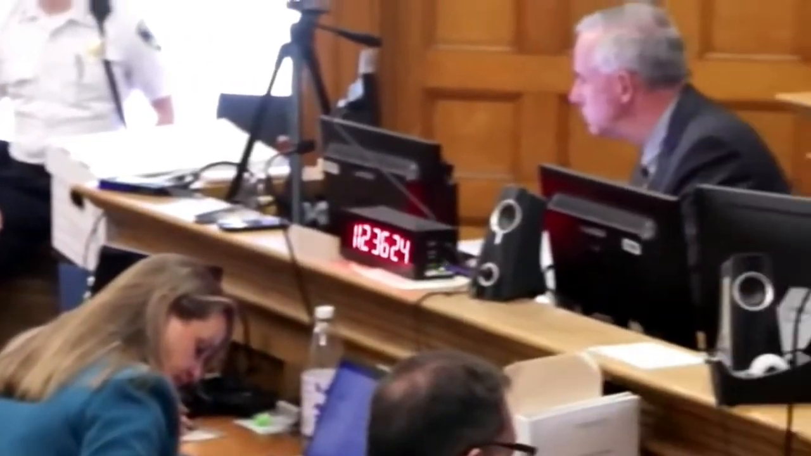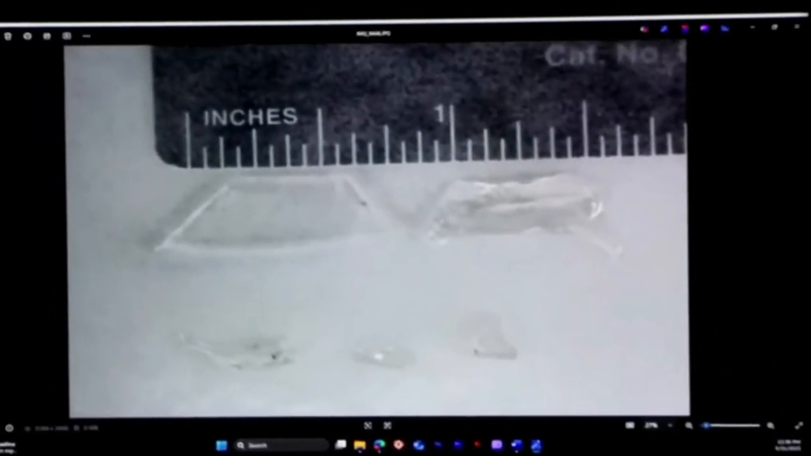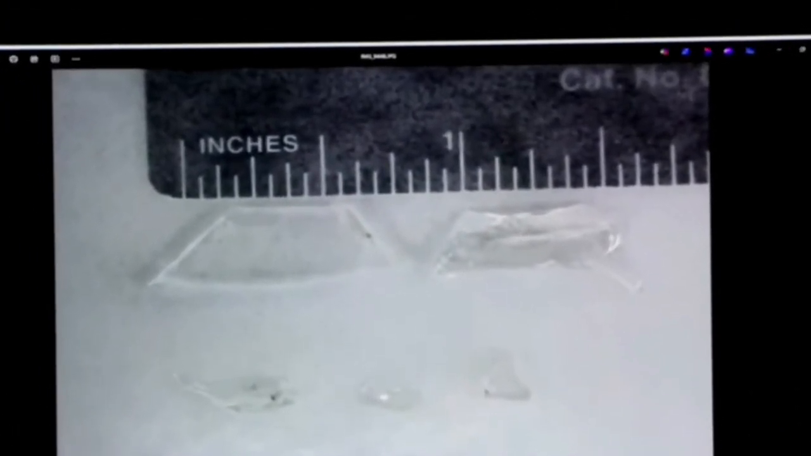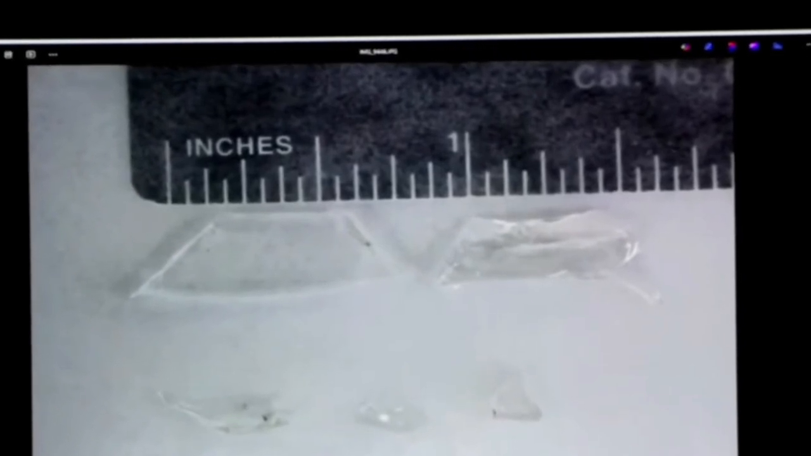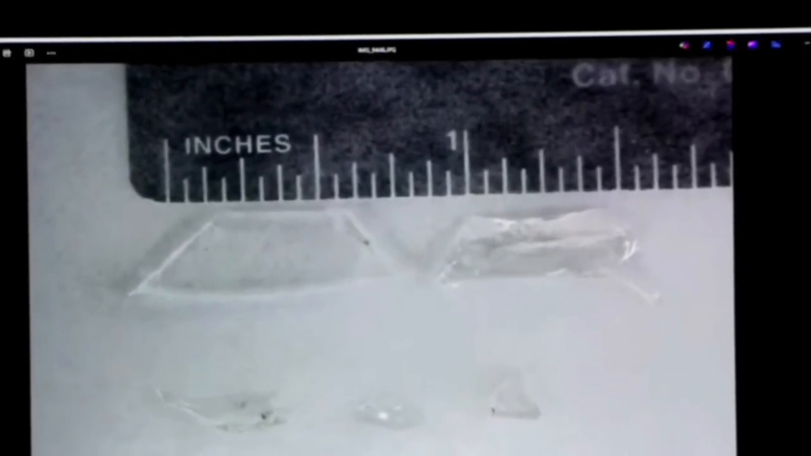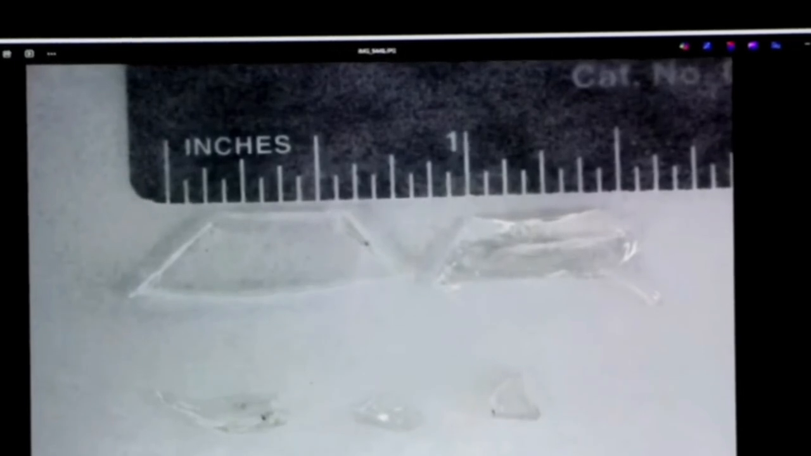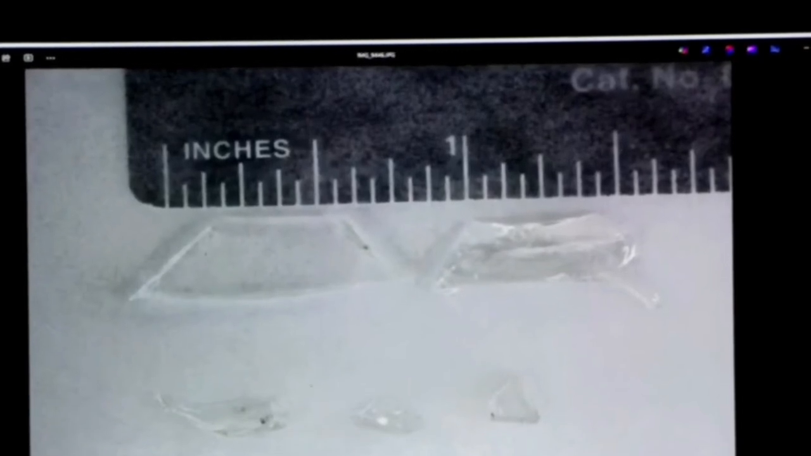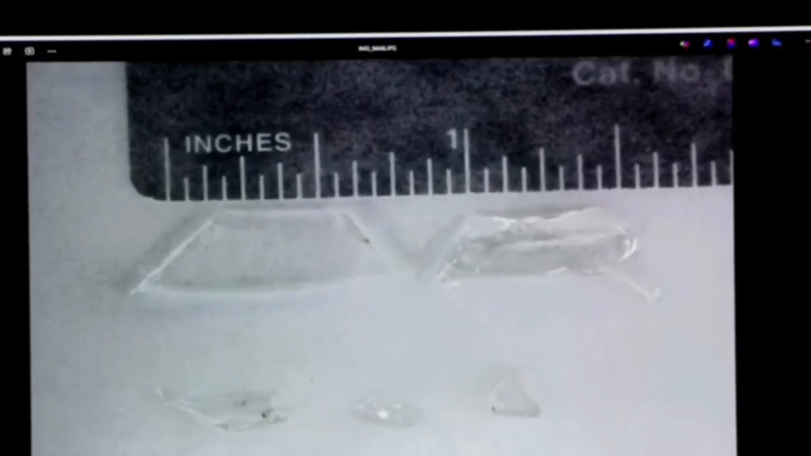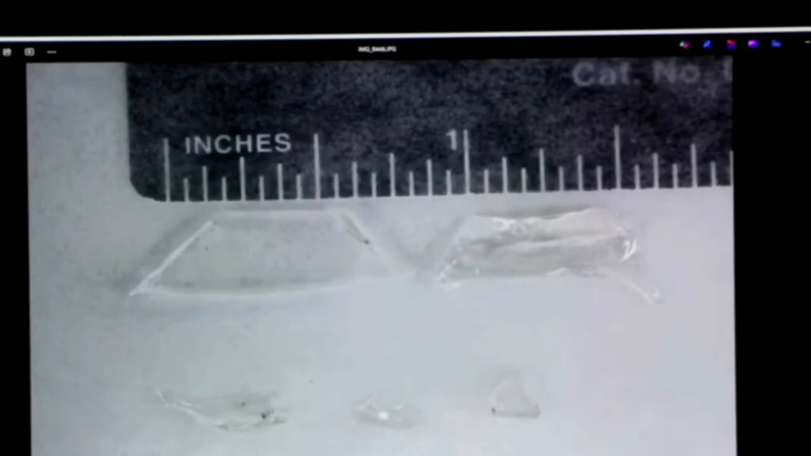Exhibit 198. And Ms. Hanley, in addition to the 5 pieces of glass associated with item 3-3, what else is depicted in this photograph? This is a photo of the 5 total pieces that are from item 3-3. And in addition to that, is there a ruler depicted in this photograph as well? Yes, there is. And what is the purpose of that ruler in the photograph? It's there just as a scale.